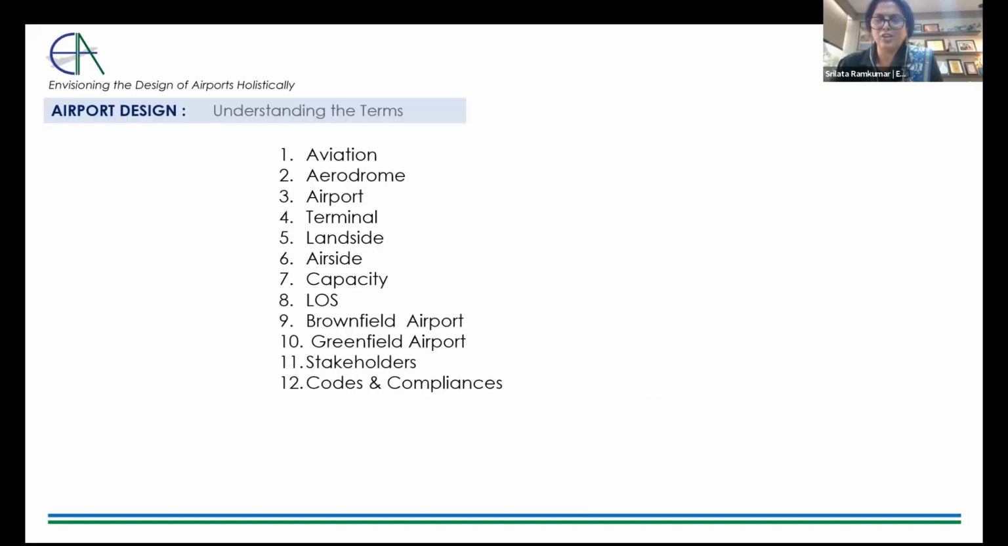To start with, we need to understand certain terms which we commonly use in the aviation industry. First is the word aviation: aerodrome, airport, terminal, landside, airside, capacity, LOS, level of service, brownfield airport, greenfield airport, stakeholders, codes and compliances. When we are in this industry, these are the terms which we keep using, and we keep interacting with various teams, and these are the common terms which we use.